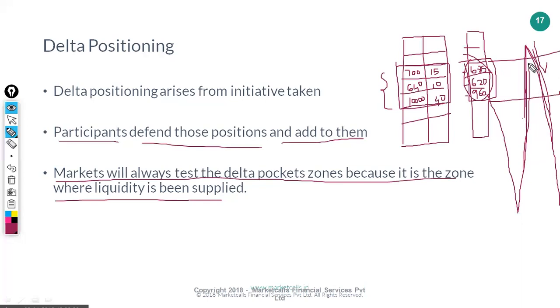The market will revisit that level, but after revisiting, if you're seeing more sell-off, that means interested parties are there. No matter what, once a delta positioning happens, the market always goes and revisits those zones.